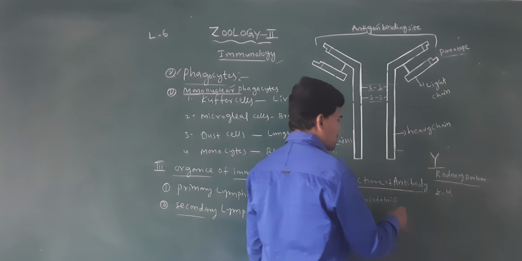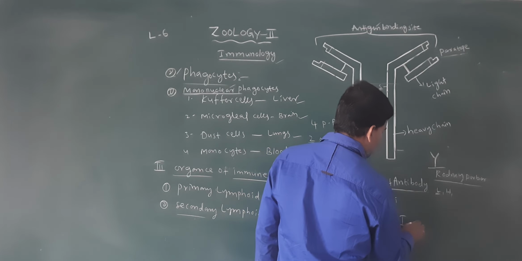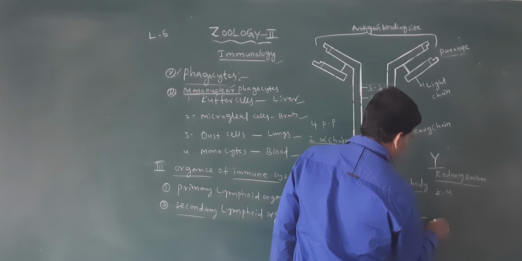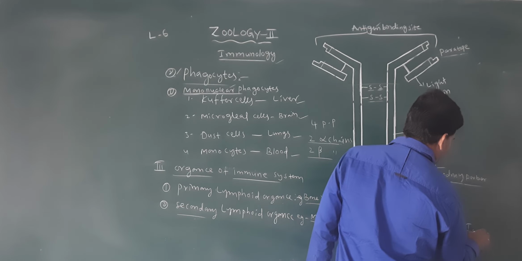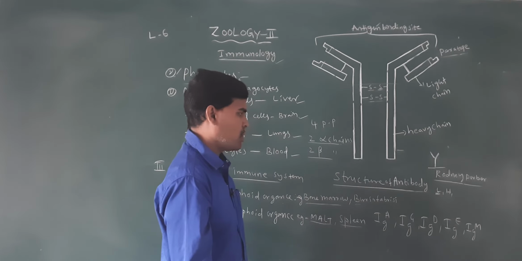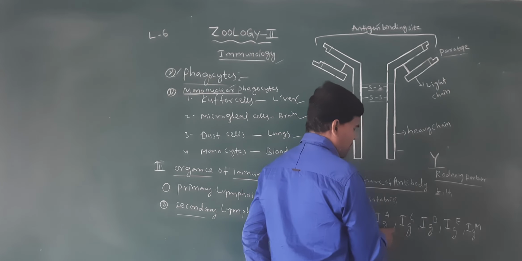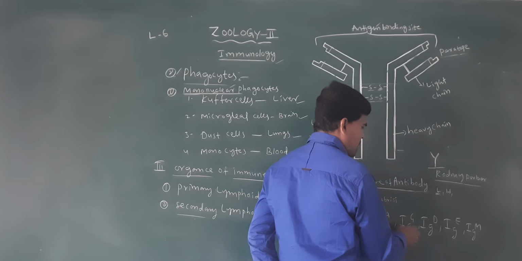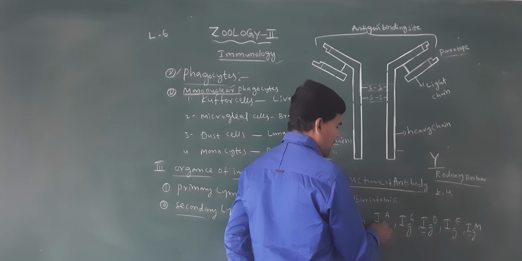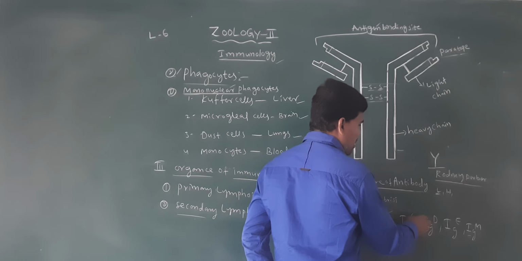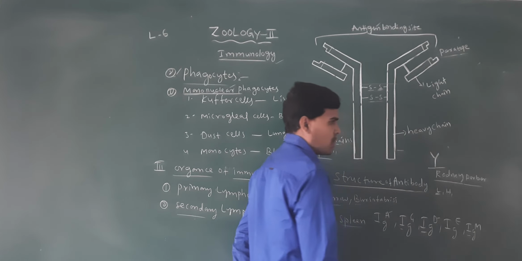Immunoglobulins come in the serum. There are many types of immunoglobulins: IgA, IgG, IgD, IgE, and IgM. How many types of immunoglobulins? Five types. IgA means immunoglobulin alpha, IgG immunoglobulin gamma, IgD immunoglobulin delta, IgE means immunoglobulin epsilon, and IgM means immunoglobulin mu.